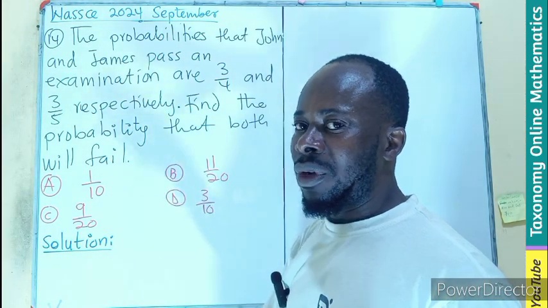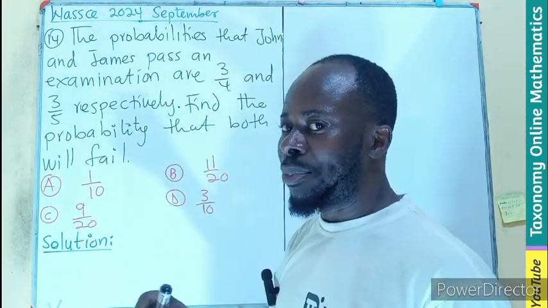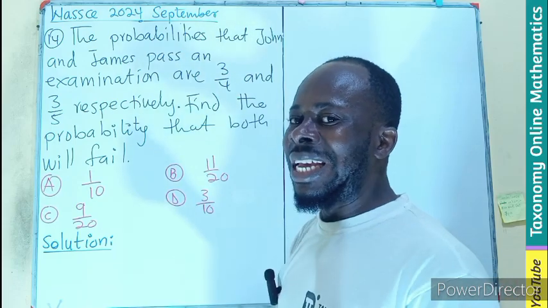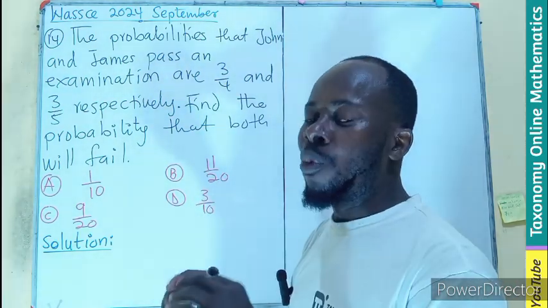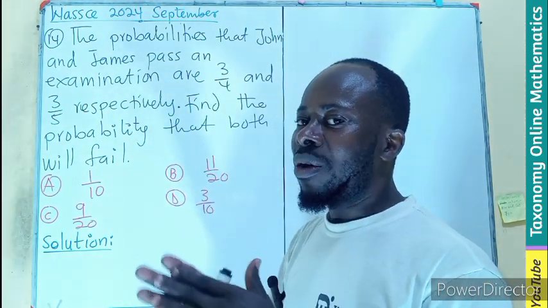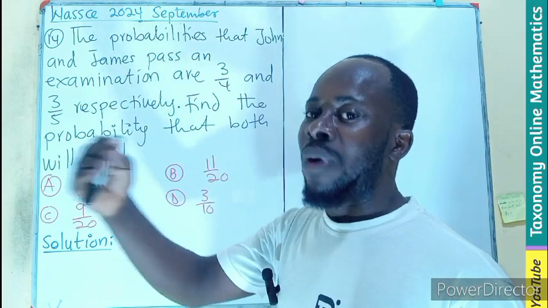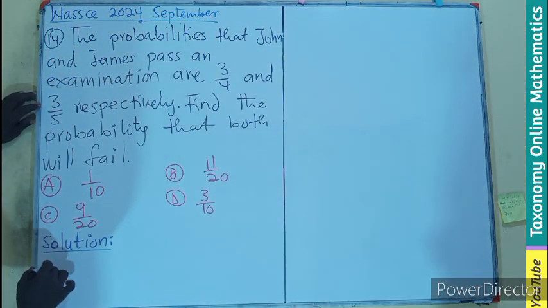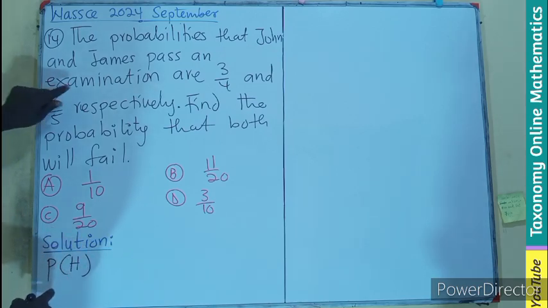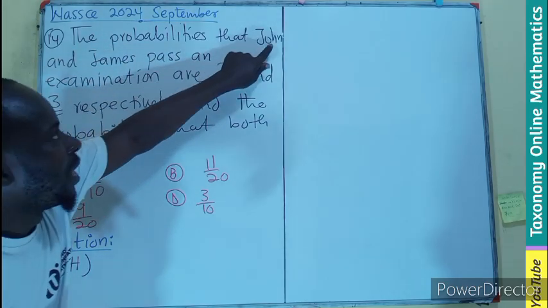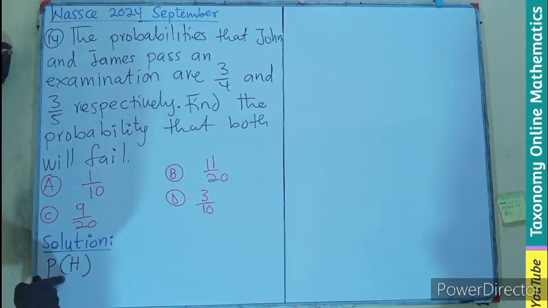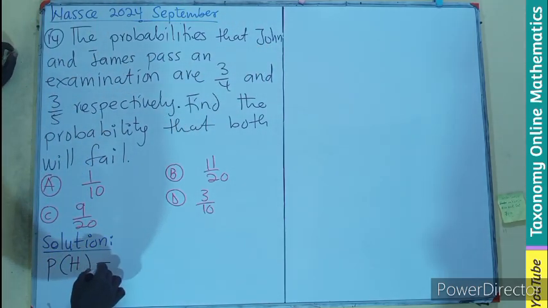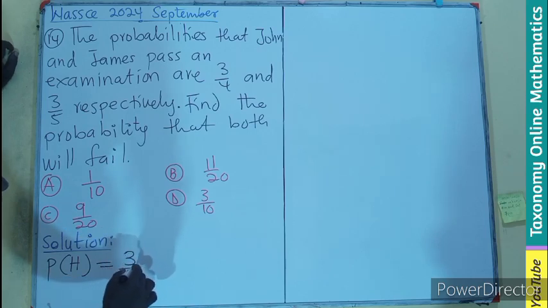This is a compound probability. Both, simply put, what? John and what? James will fail. And the intersection here means multiplication of their probabilities. So let's do the introduction. We know the probability of, let's pick J for John, which is the first letter in the name there. So the probability of passing the exam is given to us as 3/4.